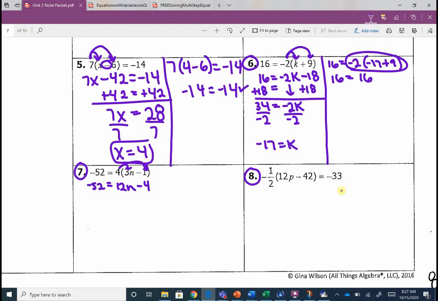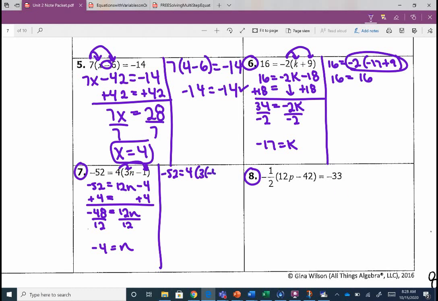The 12n and the 4, I can't combine them. They're not like terms. I undo my subtraction by using addition. And we end up with negative 48 equals 12n. To undo 12 times n, we divide by 12. Negative 4 is our n. Again, super easy. Let the calculator do the work. Put in all the parentheses that you see, and you will get negative 52 equals negative 52.